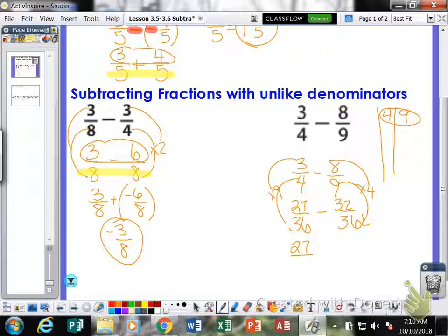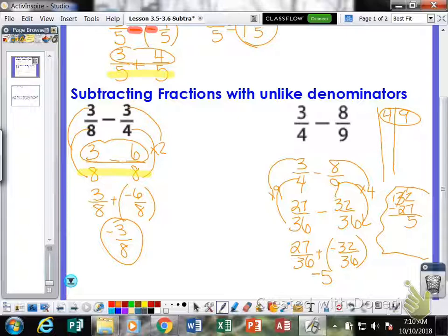So 27/36 plus a negative 32/36. So in my little side, this is like my brain or scrap paper or something, I take 32 minus 27 because I have different quantities here, different signs. I have negative and I have positive. So the most that I can take away is 27. So that leaves me with 5 negatives left over after I take away 27 positives. So 5/36 is my final answer.